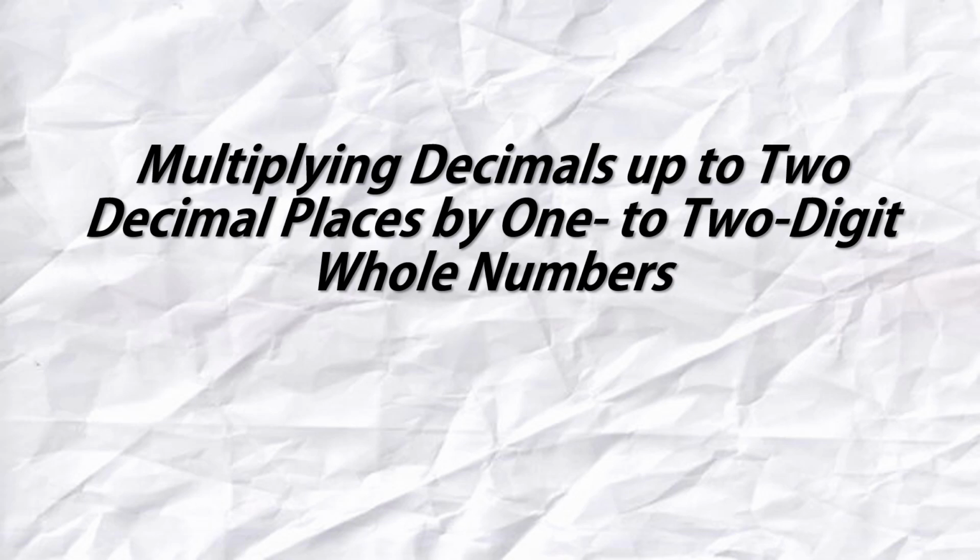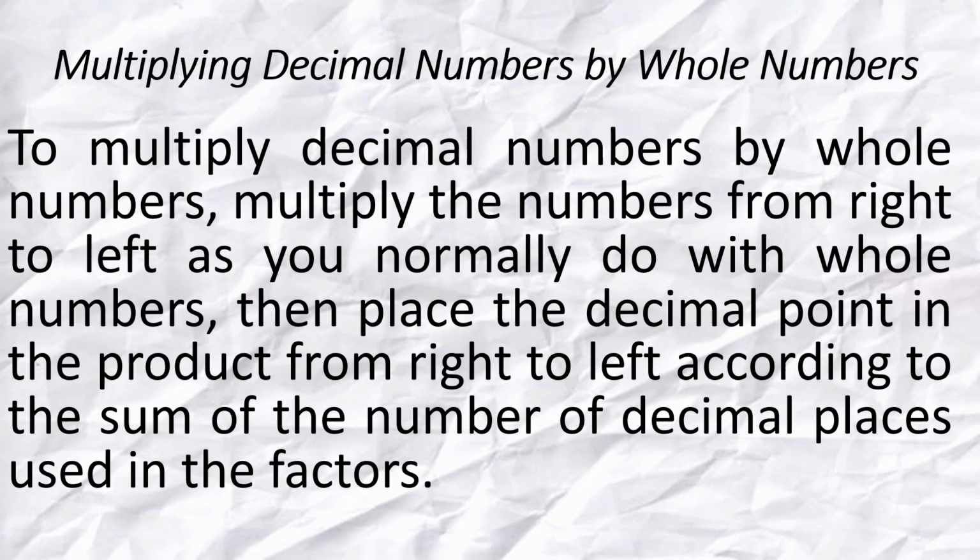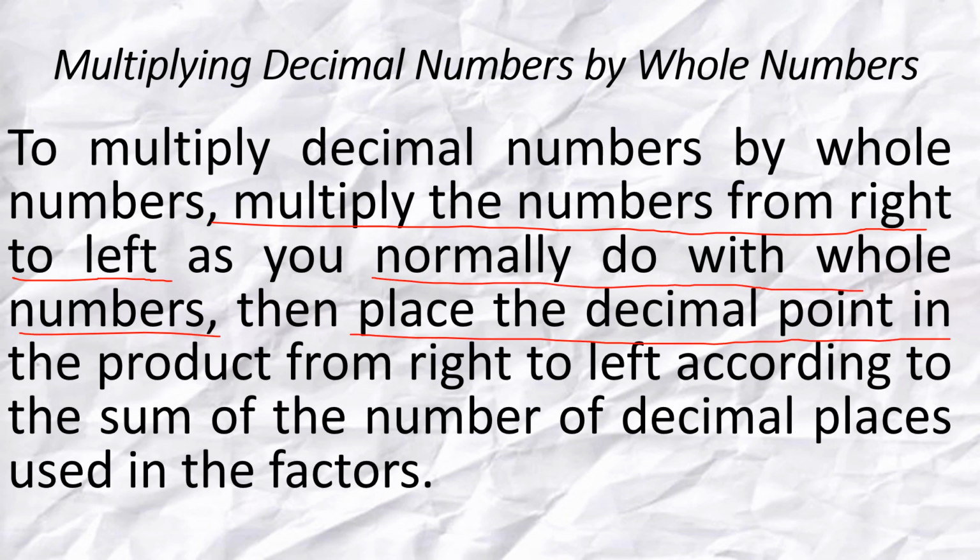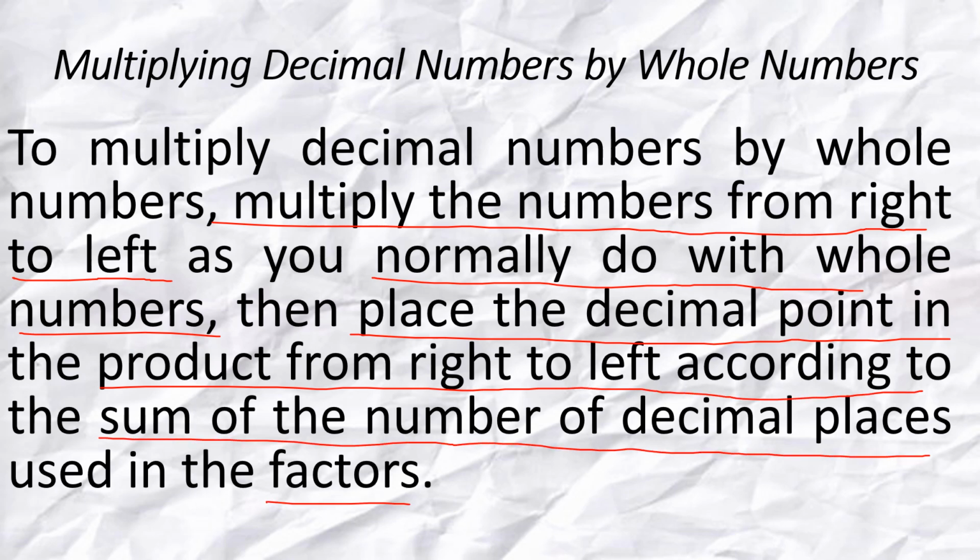For this lesson, we'll be discussing multiplying decimals up to 2 decimal places by 1 to 2 digit whole numbers. So to begin with, to multiply a decimal number by a whole number, multiply the numbers from right going to the left as you normally do with whole numbers. Then, place the decimal point in the product from right to left according to the sum of the number of decimal places used in the factors.